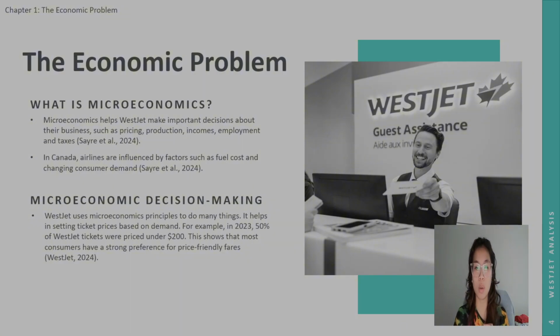So, what does microeconomic decision making look like at WestJet? It can look like setting ticket prices based on demand. For example, in 2023, 50% of WestJet tickets were actually priced under $200. And this really shows that a lot of consumers have a strong preference for price-friendly fares.